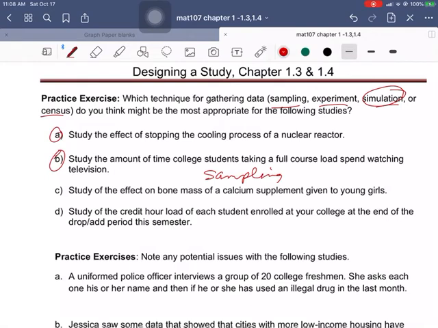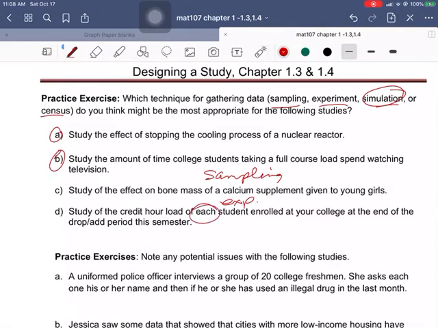Study the effect on bone mass of a calcium supplement given to young girls. I put this one in there because they actually did this as an experiment, okay? There are times where they get approval to do things if it does no harm and only benefits, and things like that. They get permission to do certain things that are deemed safe, obviously.